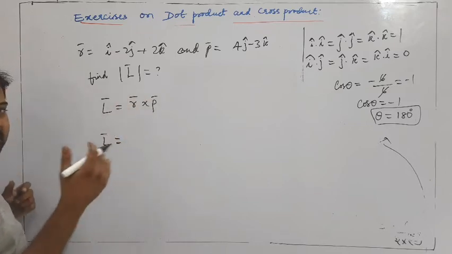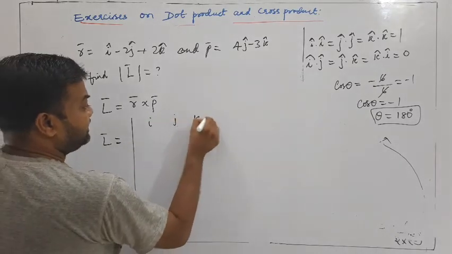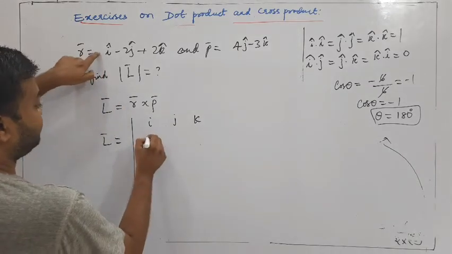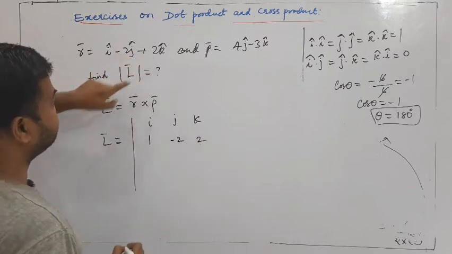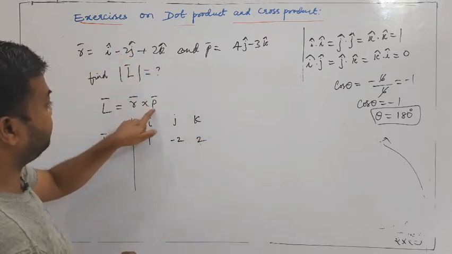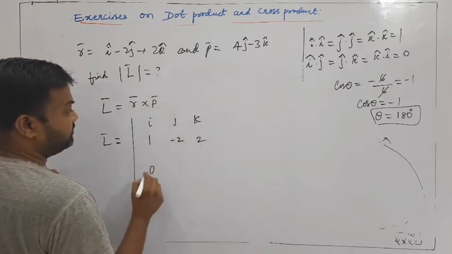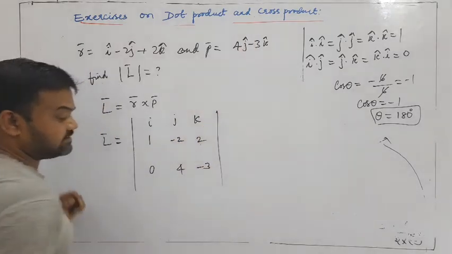How can you find out the cross product? Simply by using the determinant. Already we studied this: i, j, k. First the r bar components: i component is 1, j component is minus 2, k component is 2. What about p? The i component, nothing is there, that's why we put 0, j is 4, k is minus 3, like this.